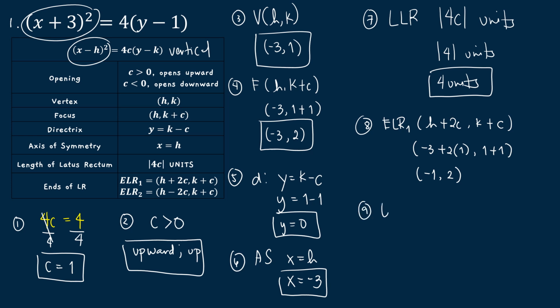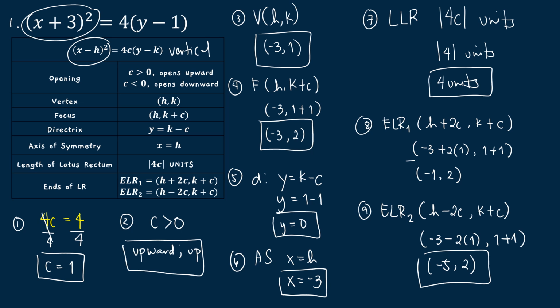And for LR2, it would be h minus 2c, comma k plus c. So it would be negative 3 minus 2 times 1, comma 1 plus 1. So that would be negative 3 minus 2, that would be negative 5, comma 2. And these are all your 9 properties that are needed to graph or to be identified given our standard equation. On to the next example.